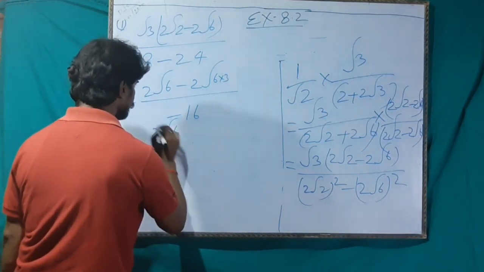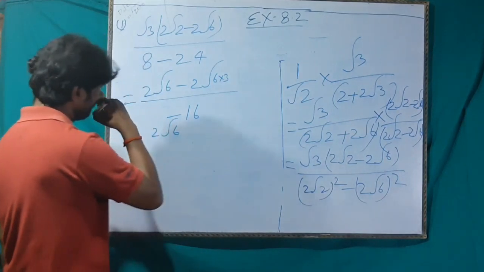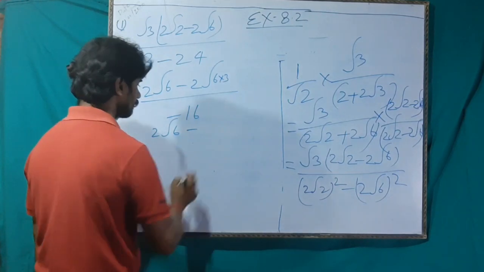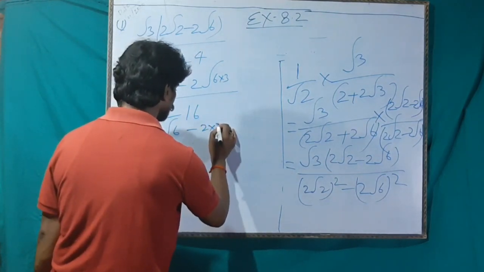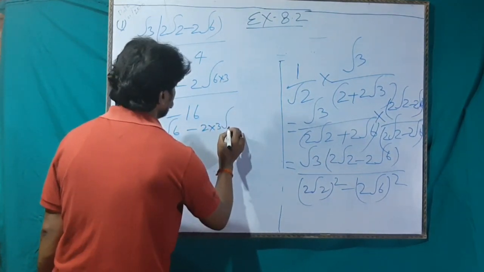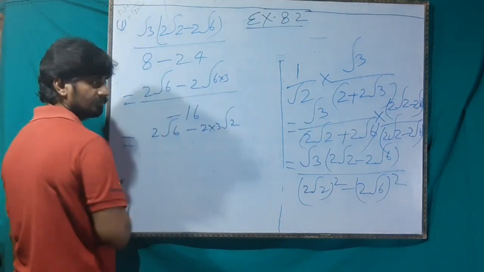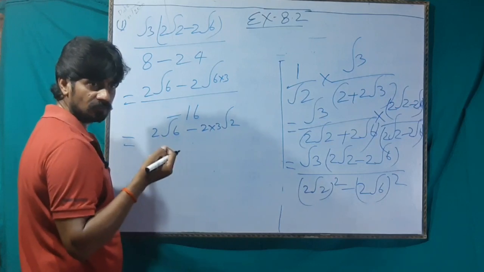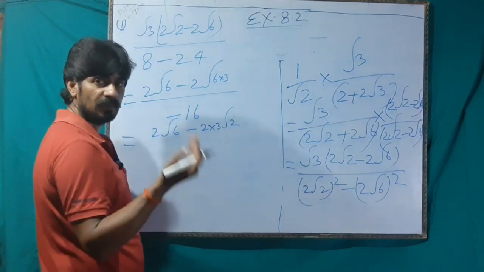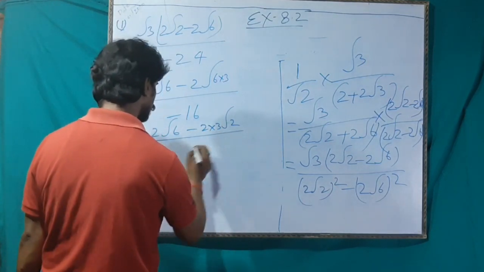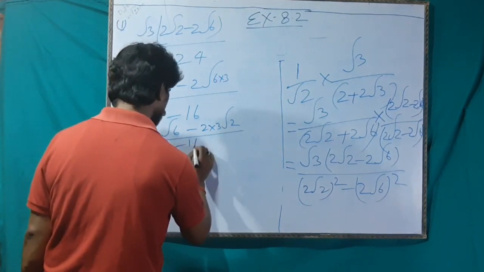Equal to 2 root 6 minus 2 into 3 root 2. 6 3s are 18, 18 means 9 into 2, the square root of 9 is 3, so 2 into 3 into root 2, by minus 16.